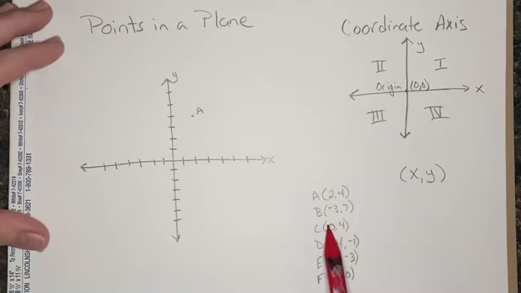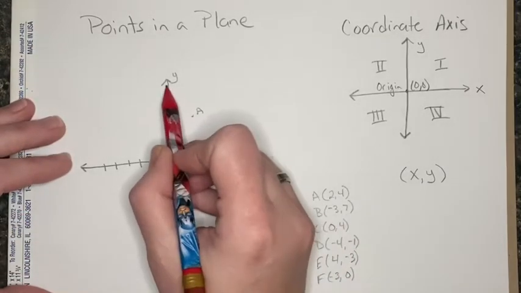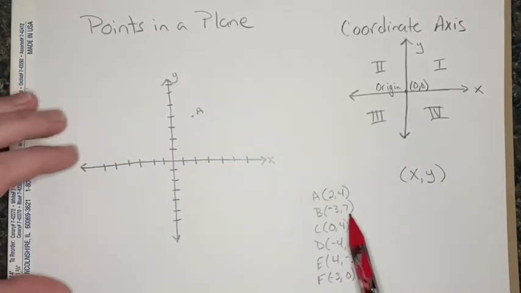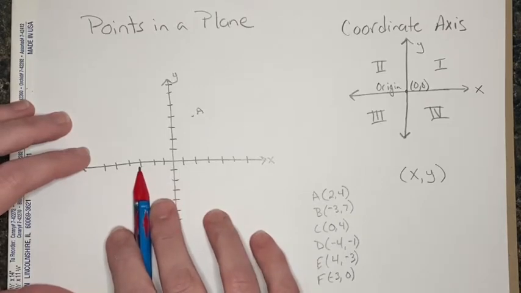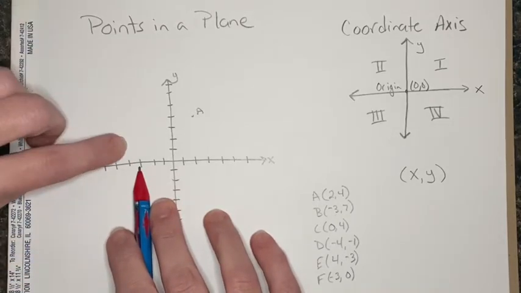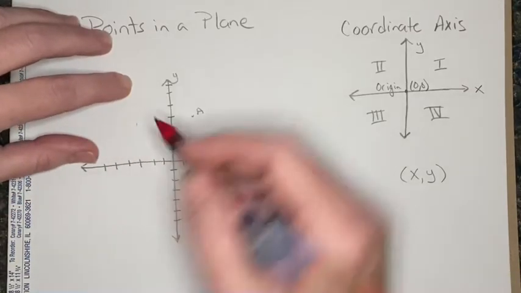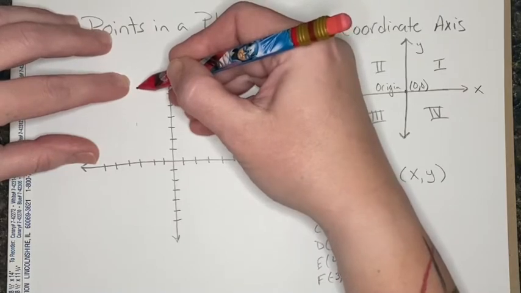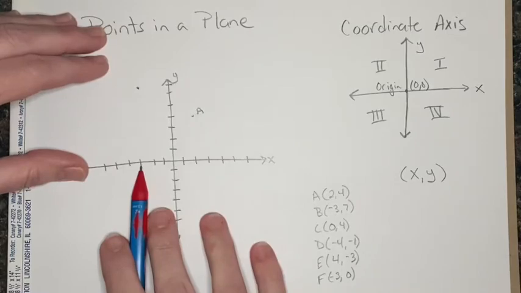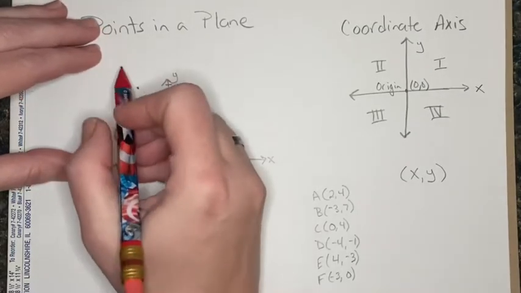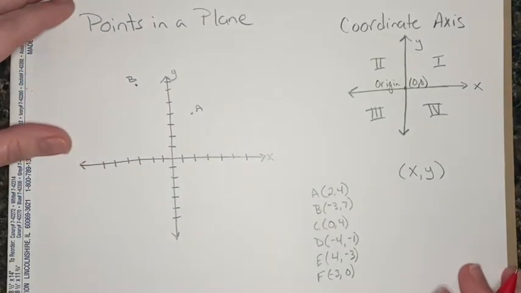Next, point B. Point B is at negative 3 on the x, positive 7 on the y. So we're going to come over to our negative 3 on the x and then go up to our positive 7. 1, 2, 3, 4, 5, 6. I'll put a new mark up there for 7. So that's going to leave us right here, okay? Negative 3 with our x-axis, positive 7 with our y-axis. That's point B.